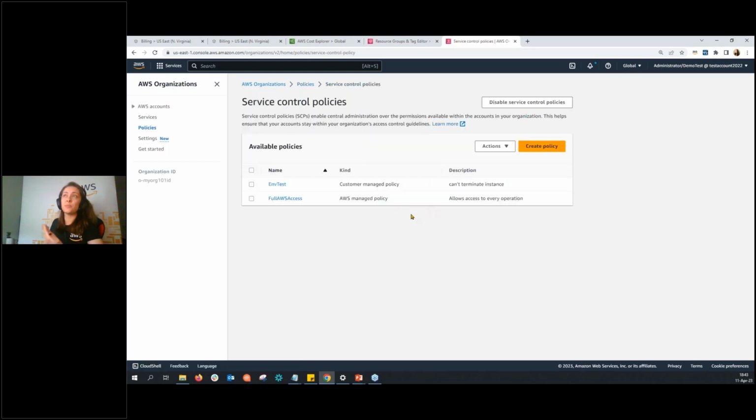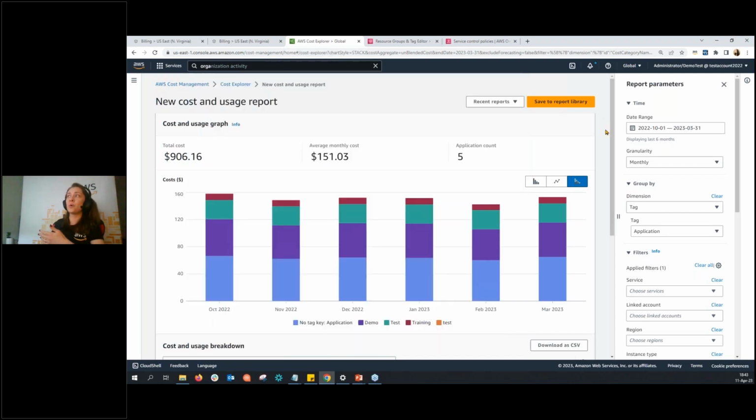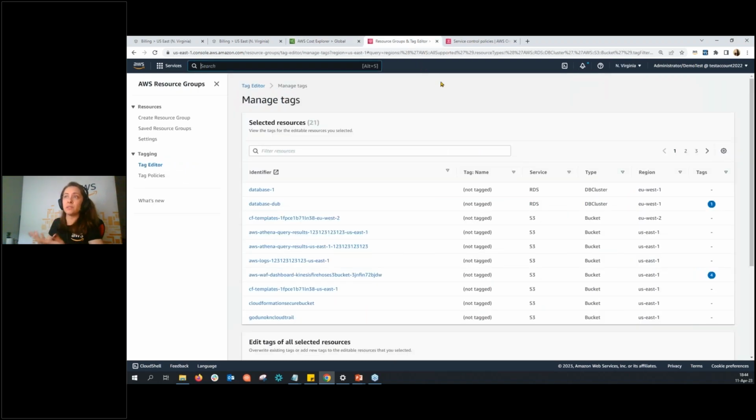It is actually possible to create service control policies in a way that denies creation of resources without a specific tag key. Let's say if a resource doesn't have a tag key application or cost center, you will not be able to create it. So those are some of the reactive and proactive tools that you could use to complement your cost allocation strategy, both from the visibility perspective and from a governance perspective as well.